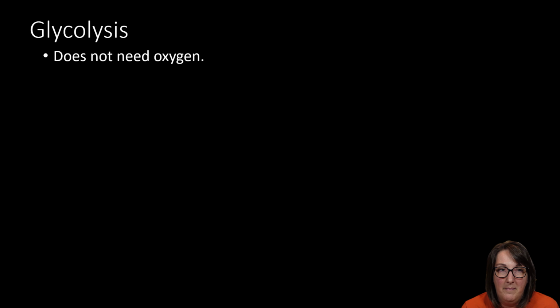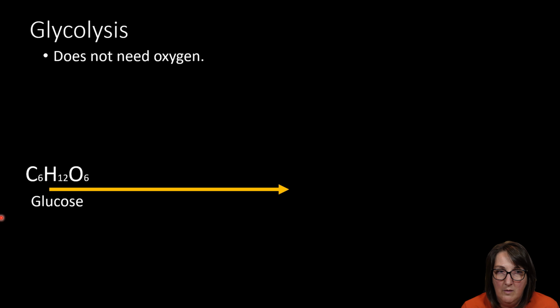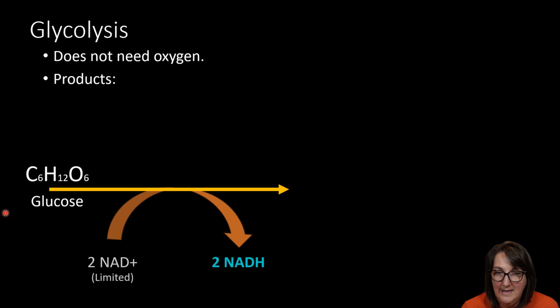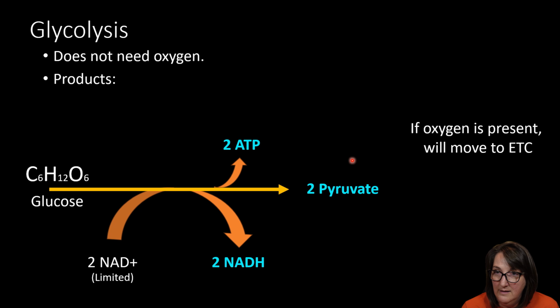So we need to talk about fermentation and glycolysis. Remember, glycolysis, we didn't need any oxygen for that to happen. So when I have glucose, remember, NAD+ came in, and I made 2 NADHs, and 2 ATP got made, and I made 2 pyruvate. Remember that? Okay. If I have oxygen still present, I'm going to move to the ETC.